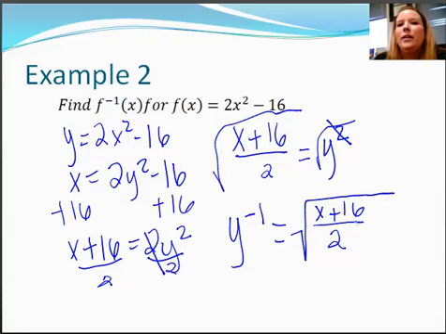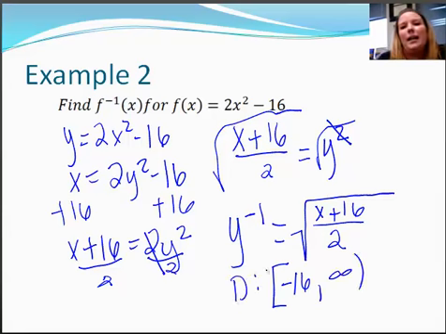Okay, so then to look at the domain restrictions, you have to set this greater than or equal to 0. So basically you can look at your calculator and do it, but I know that if I put in a negative 17, I'm going to end up with negative 17 plus 16 is negative 1 over 2, so that's a fraction and it's negative. If I put in a negative 16, I end up with 0 over 2, which is 0. So my domain is going to go from negative 16 to infinity.